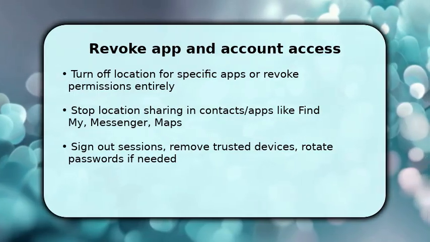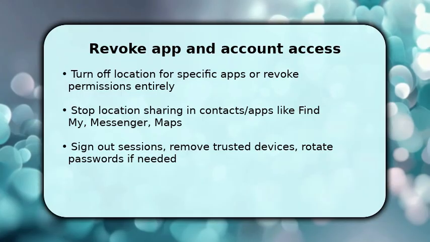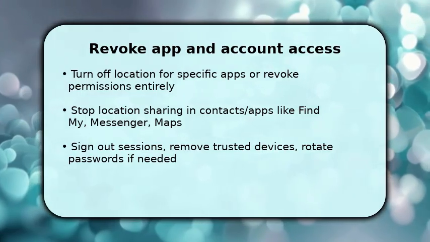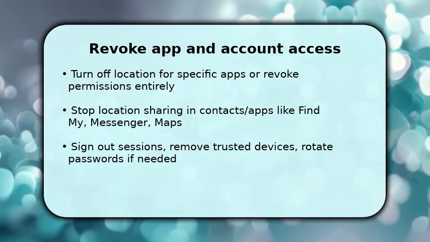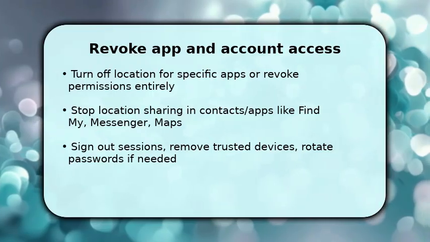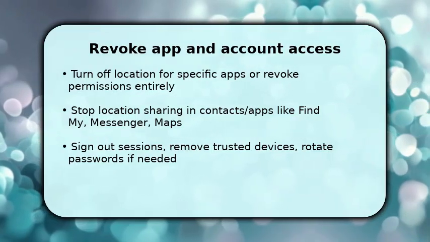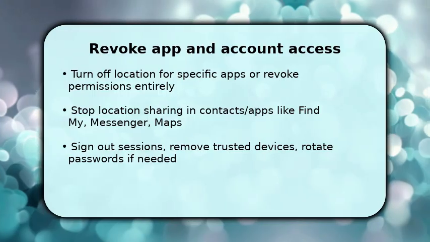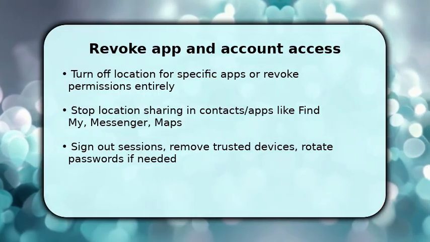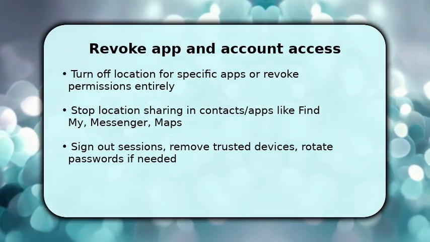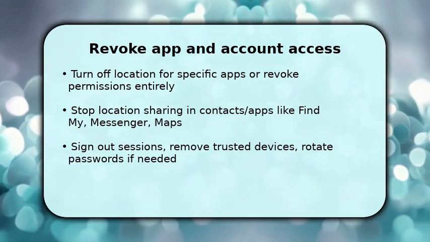Then open account dashboards, find My, Google Maps, Messenger, and terminate active shares and shared locations. Once done, sign out of any unfamiliar sessions, remove old trusted devices, and rotate account passwords so previous tokens stop working. These steps close the ordinary channels that broadcast your location.